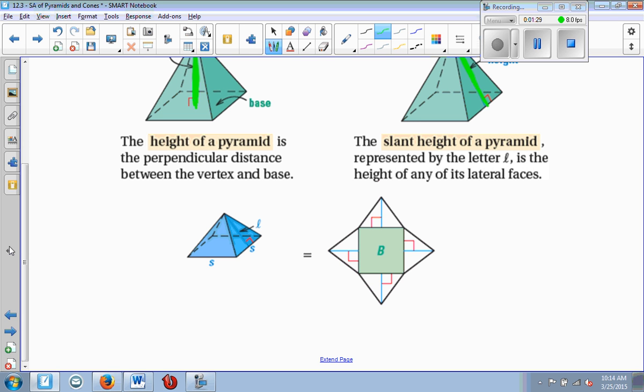A lot of times you'll be given the height straight down through the middle of the pyramid or the cone. We have to find the slant height, which is on the outside of the pyramid, and we can connect the two, and what we've made here is a little right triangle. So figuring out the slant height, if we don't have it, is not really that difficult. We just have to know that we need to find it.